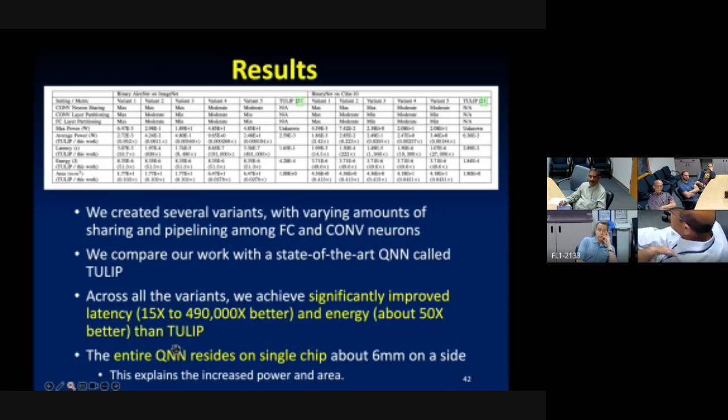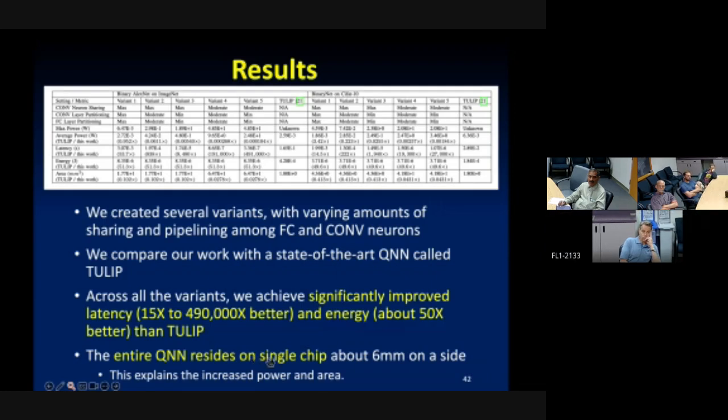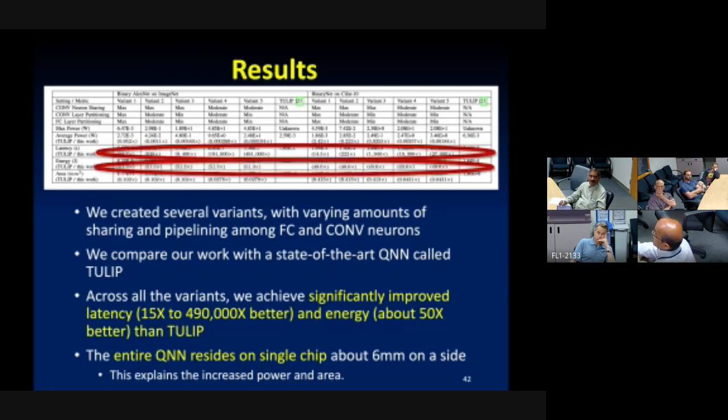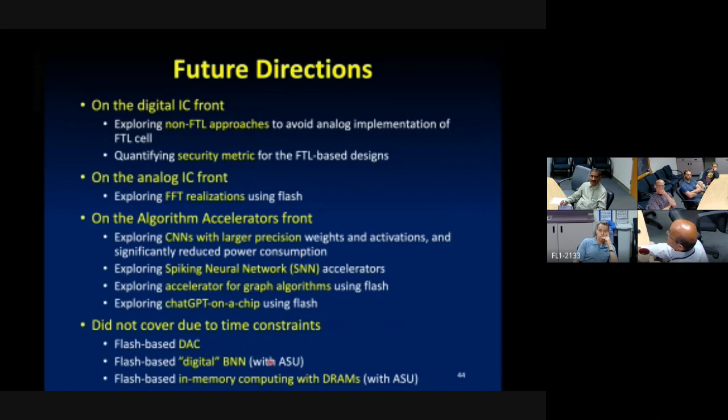So we are dramatically faster and dramatically better in energy, but our power consumption is a little higher. The reason for that is the entire QNN is in a chip, so you have a larger power consumption. That said, we have a paper that we hopefully are going to submit in a week or two that addresses this and reduces the power consumption quite significantly also.